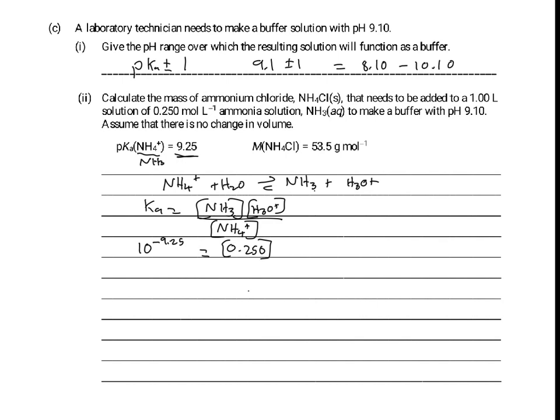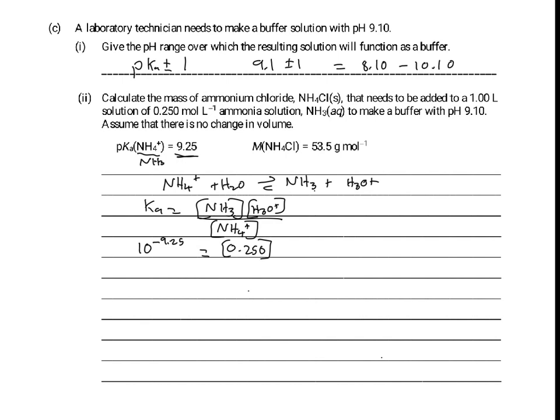Now, the reason why we don't have to change the concentration in this particular question is because we are adding a solid to a liquid. And you're told to assume there's no change in volume. So because the volume of the ammonia solution is not changing, it is staying as 1 litre, the concentration of the ammonia doesn't change no matter how much ammonium chloride you add to it. So the difference between this question and part A of question 2 is this is adding a solid to a liquid, whereas in part A you were adding a liquid to a liquid, and that's why the volume changed.